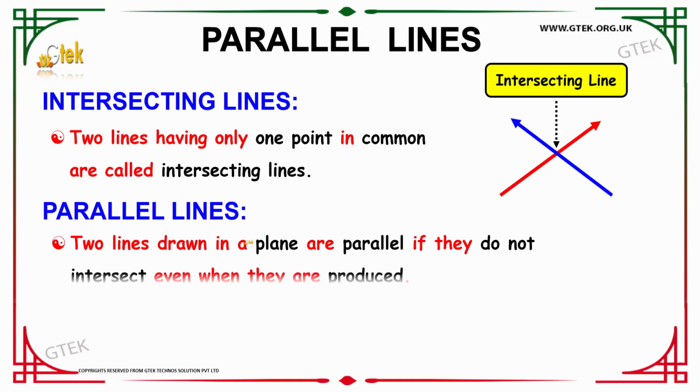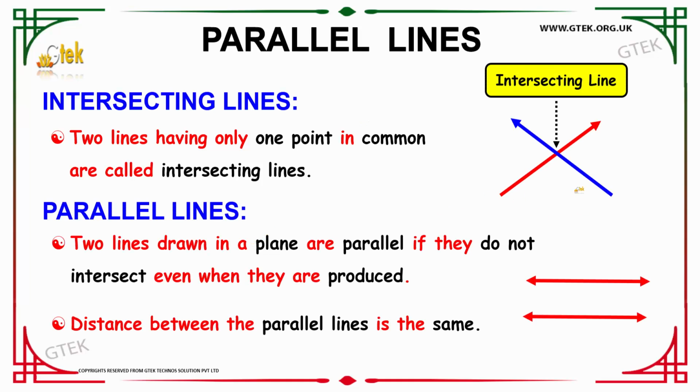Now let's discuss intersecting lines. Two lines having only one point in common are called intersecting lines. So here we have a blue color line and a red color line which are intersecting at a common point. So this is a common point.